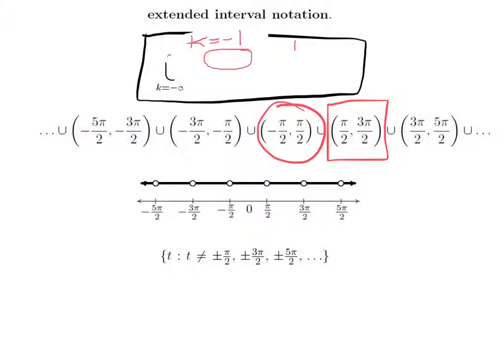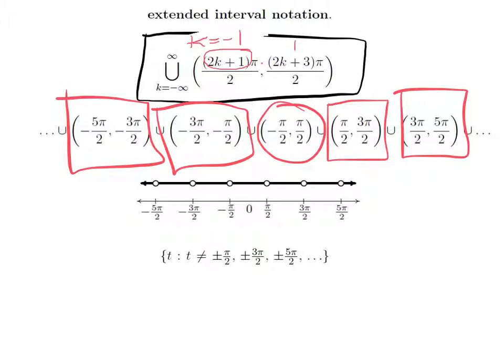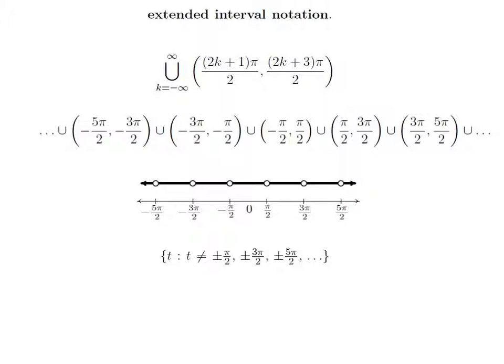K equals negative 2, we get this one. K equals negative 3, we get this one. K equals 1, we get this one. And on and on forever. The unions come from this. So this is a fancy way of writing an infinite number of unions of intervals. That's a lot of information. You can see why this notation is convenient. It's a lot easier than writing all that.